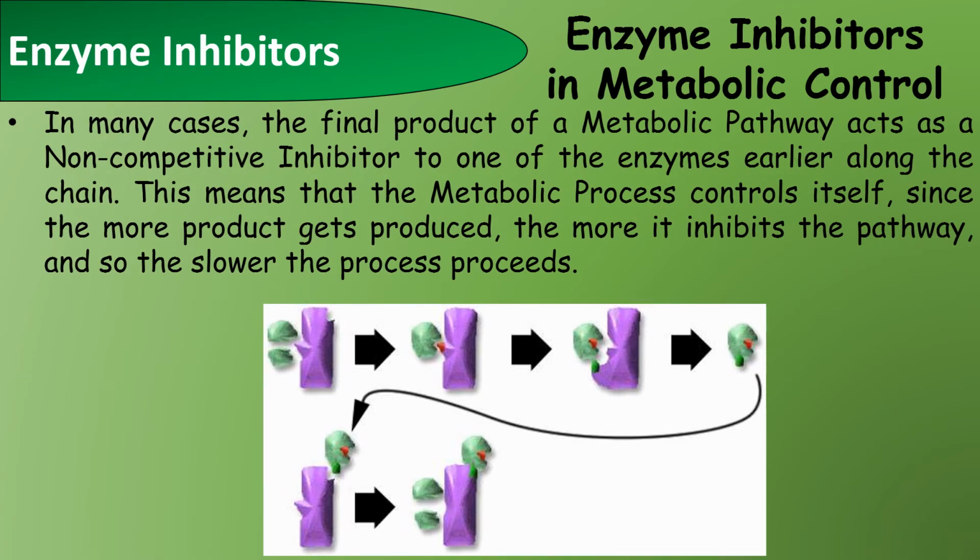In many cases, the final product of a metabolic pathway acts as the non-competitive inhibitor to one of the enzymes earlier along the chain. This means that the metabolic process controls itself, since the more product gets produced, the more it inhibits the pathway and the slower the process proceeds. That would be an example of negative feedback, where the product is controlling the activity of the enzyme that is producing that product.